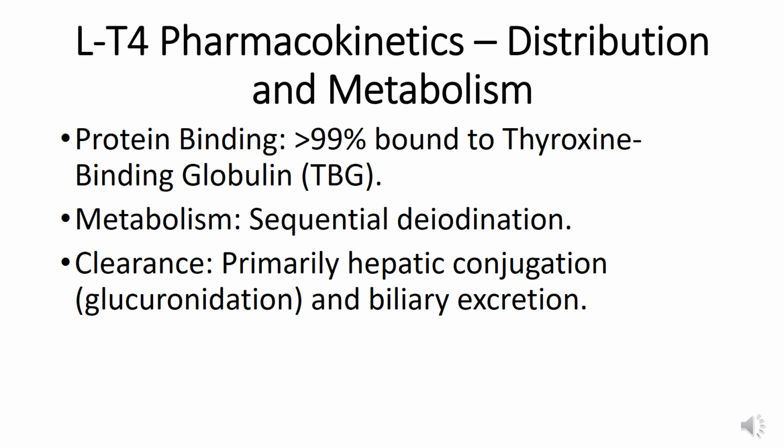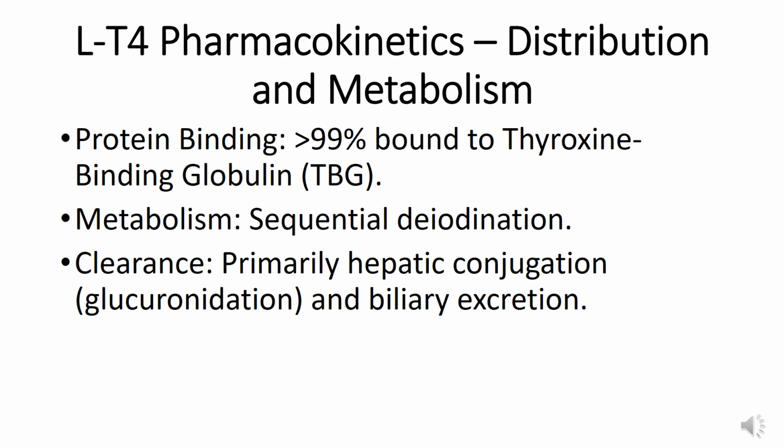Once levothyroxine is absorbed into the bloodstream, the next step is distribution throughout the body. This is where the drug is transported to various tissues and organs where it can eventually exert its effects. Interestingly, very little levothyroxine circulates freely in the blood. More than 99% of circulating thyroxine is bound to transport proteins. The most important of these proteins is thyroxine-binding globulin, commonly known as TBG.